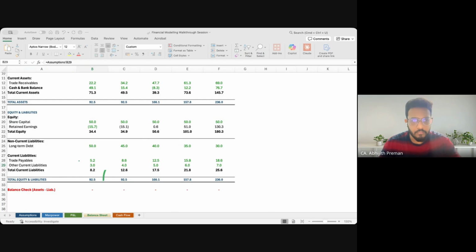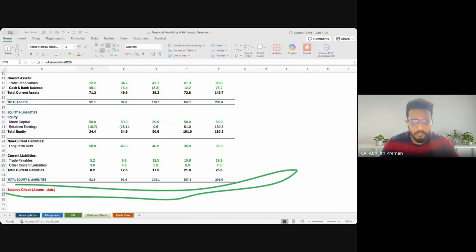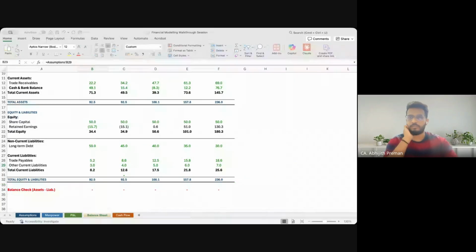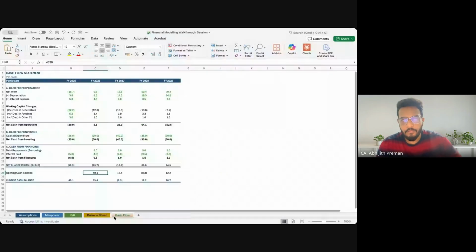Then the total comes to 92.5, 92.5. See, every year it should be matching, so I have kept a check here as well. Asset plus liability should be matching. Asset minus liability should come to 0 every year. If that is clear, I'll go to the cash flow.